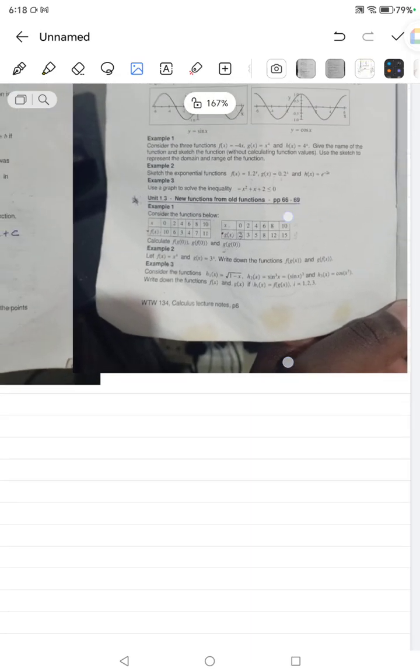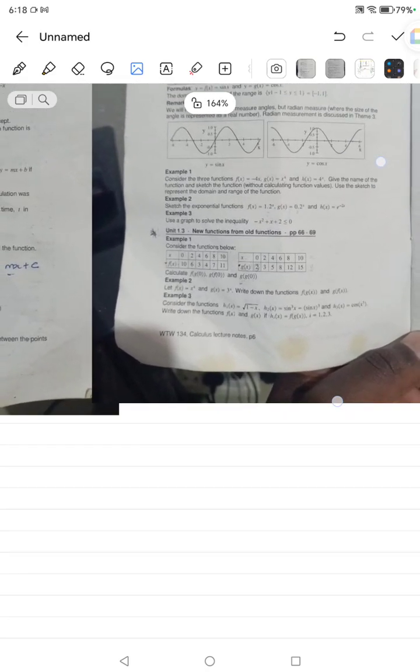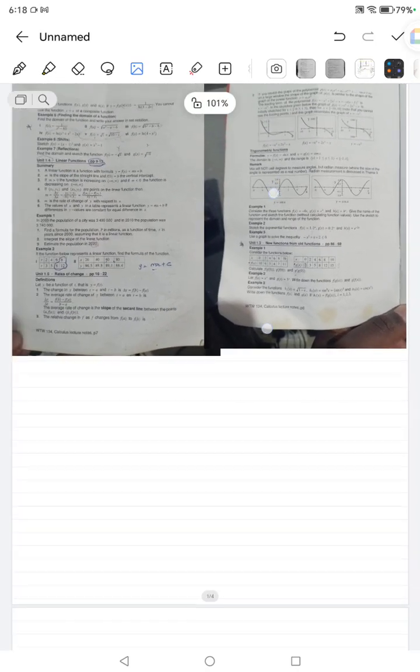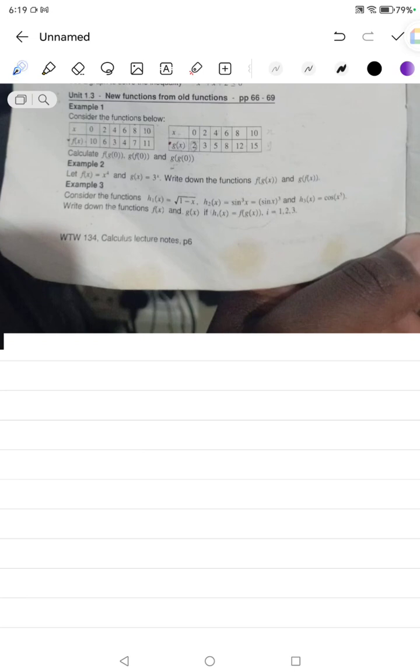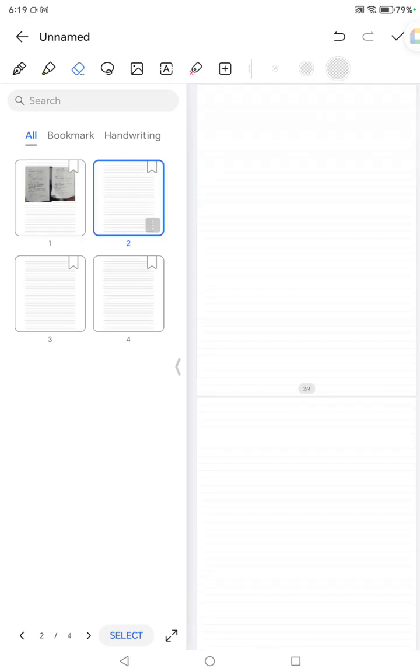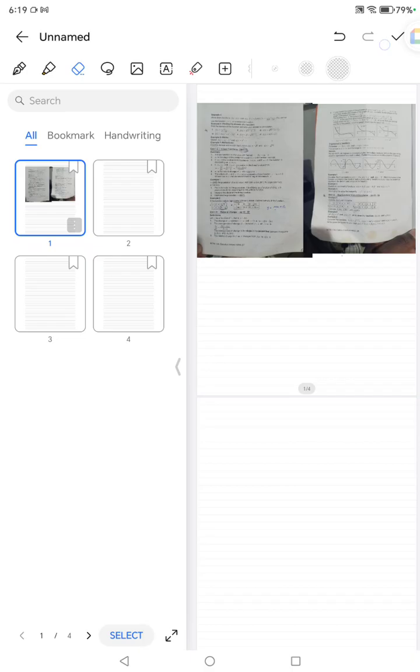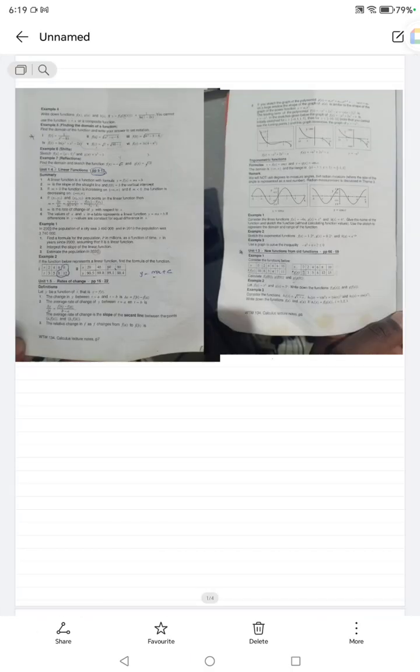Okay, yeah, we can continue, but so far, okay, these ones are there. Yes, let me just remove one.